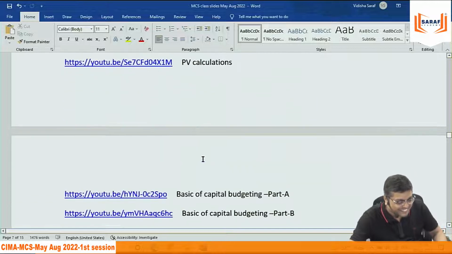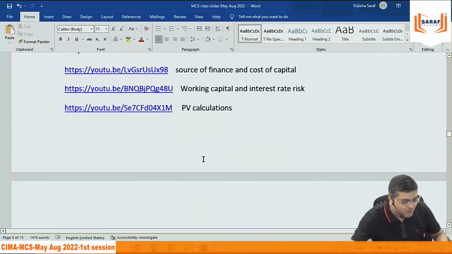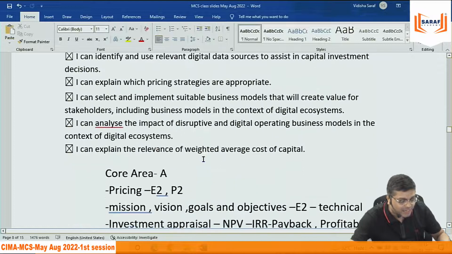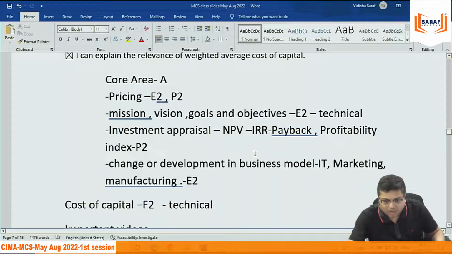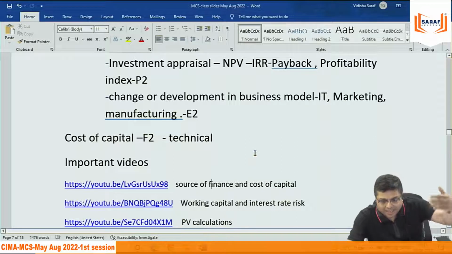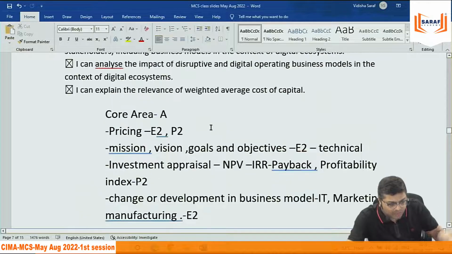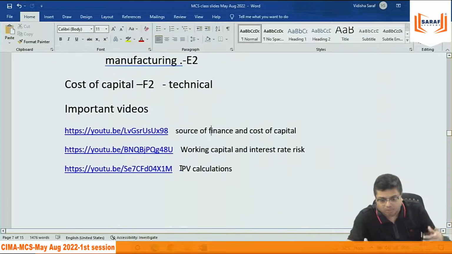Yeah, okay, thank you. Now, I am not reading this core area A; you can all read this. Maine short mein likh diya hai ki core area A ke andar pricing hai, mission, vision, goals. Main automatically sabko cover karte rahunga. When I will be taking the next class and focusing specifically on core area A, B, you will realize that maine already cover kiya hai. Aapko khud samajh mein aayega.